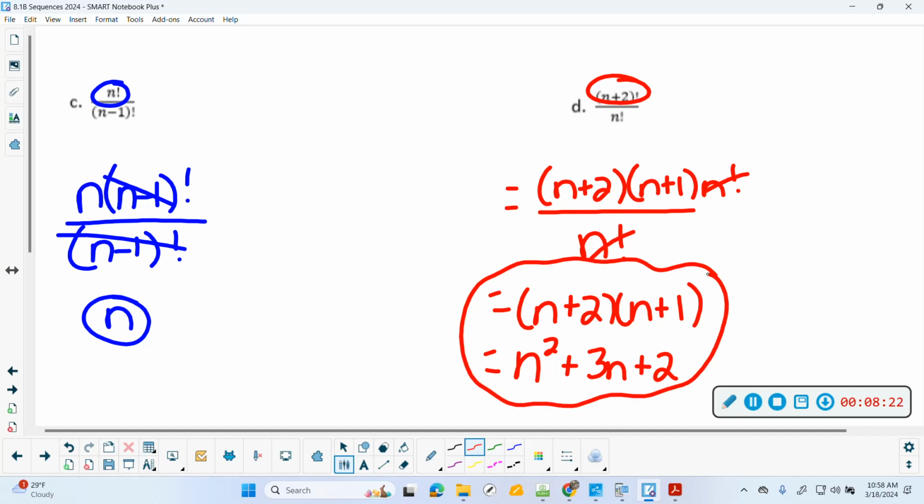So those to me are like the one tricky thing of the day. You can't use your calculator to help you. You have to know to start with the larger expression.